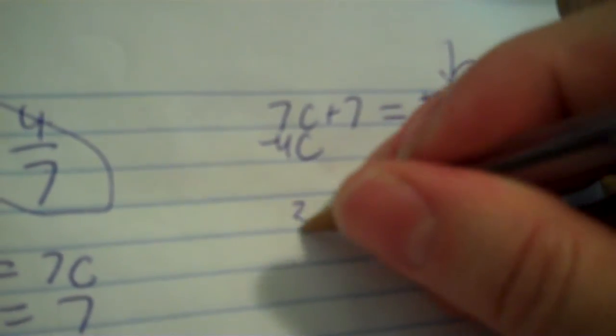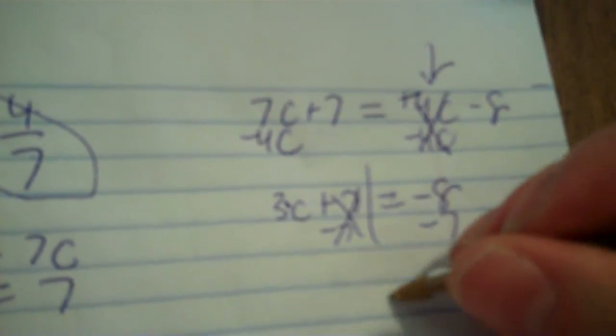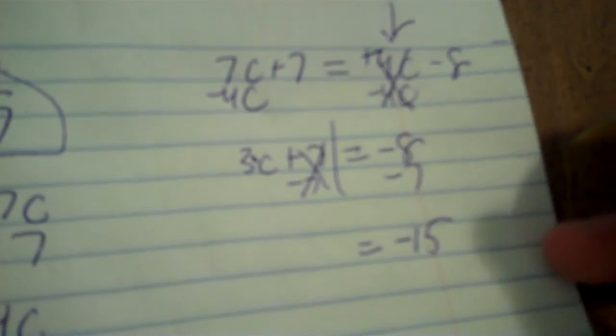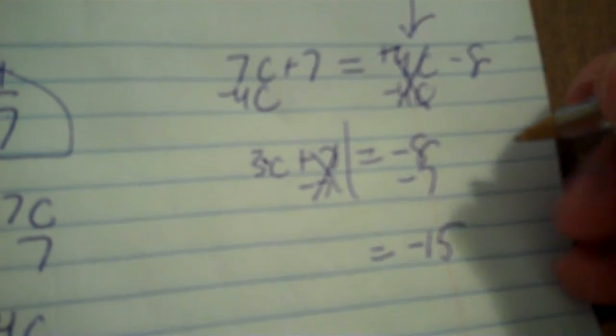Alright, so here's your smaller one. Minus 4c, minus 4c. 3c plus 7 equals negative 8. Times 3 plus 7, so minus 7. That takes you to negative 15. Remember to use your calculator. And 3c. Divide by 3. And c equals negative 5.